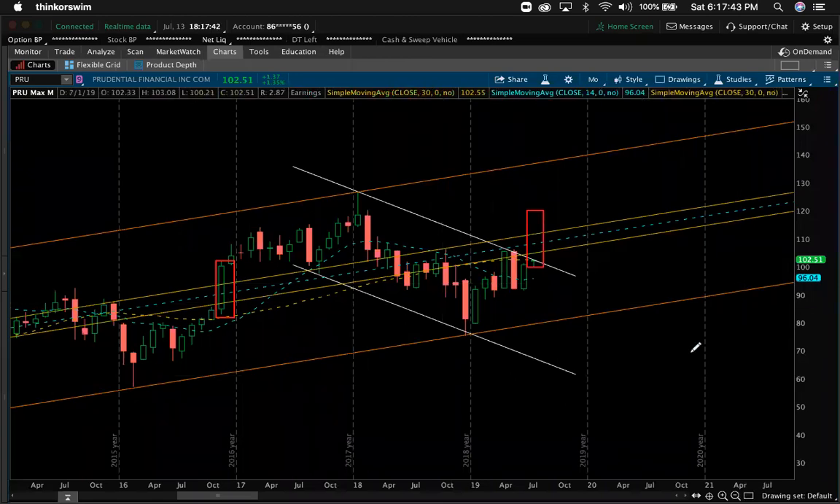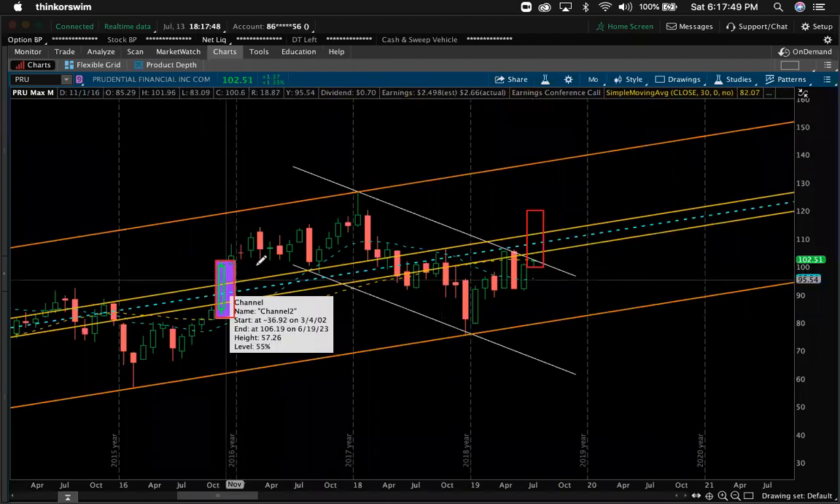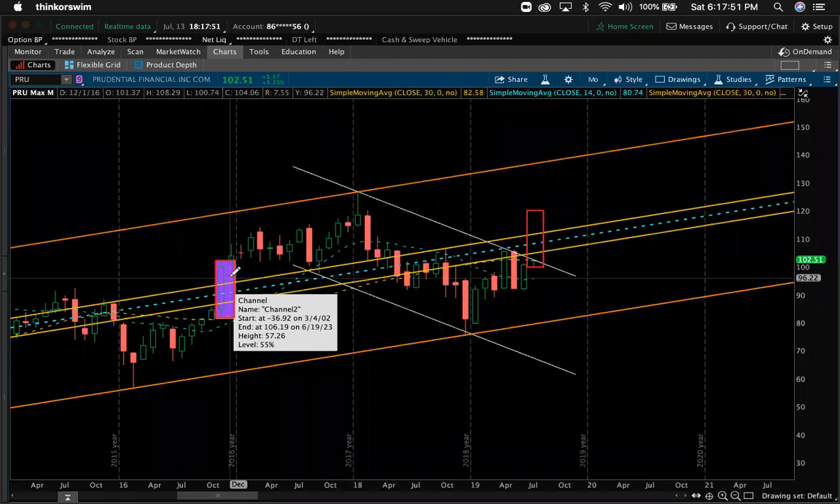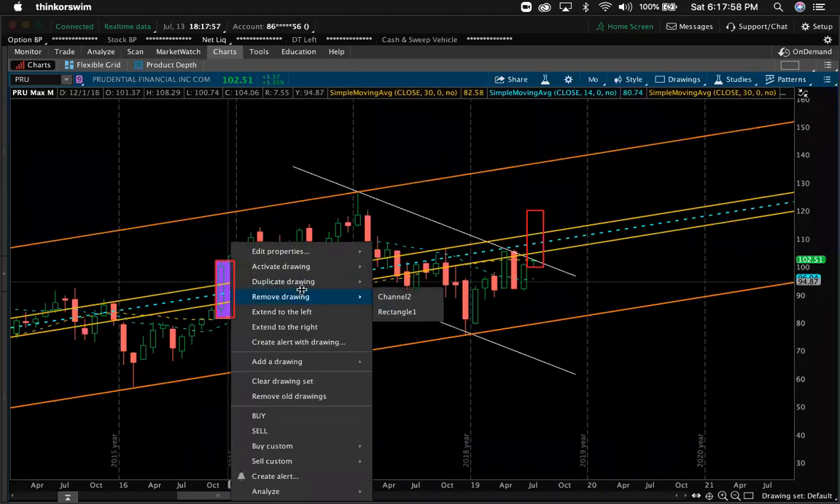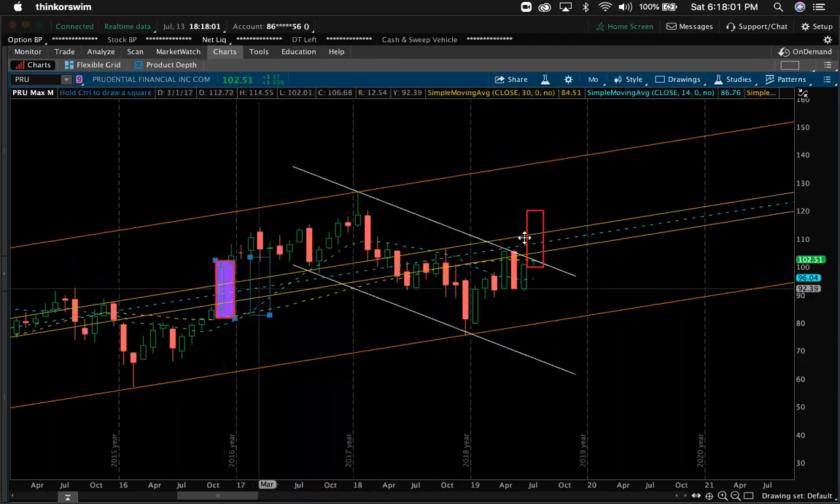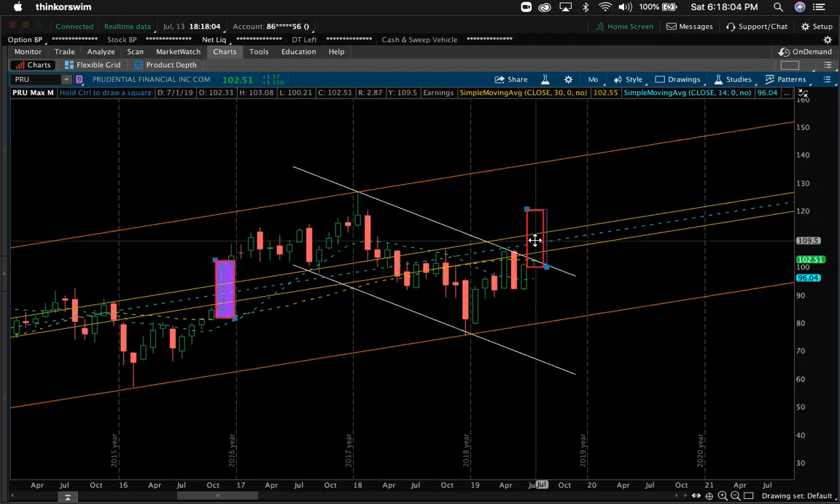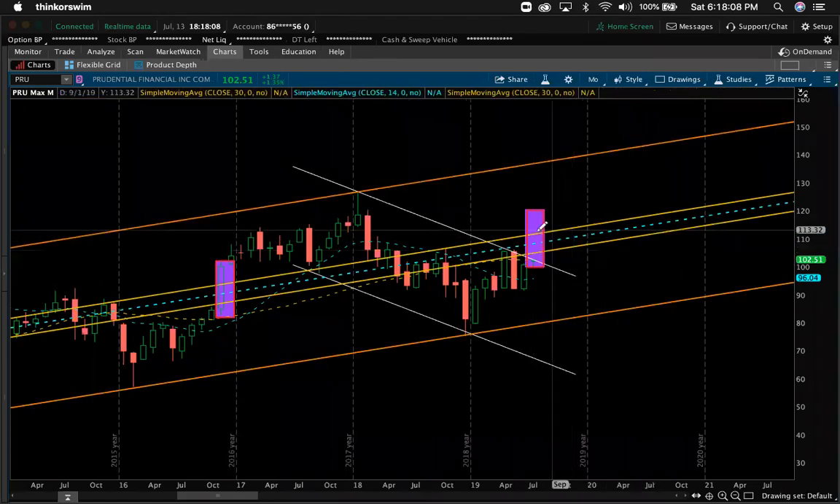I like to use the rectangles from TOS because it actually tells you the highs and the lows when you hover above it. Okay, there it goes. It shows you the height, the level percentage, the start, and then the end. That's why I like to use this, so I'll duplicate it. This rectangle is going to tell me basically exactly where the price is going to be.